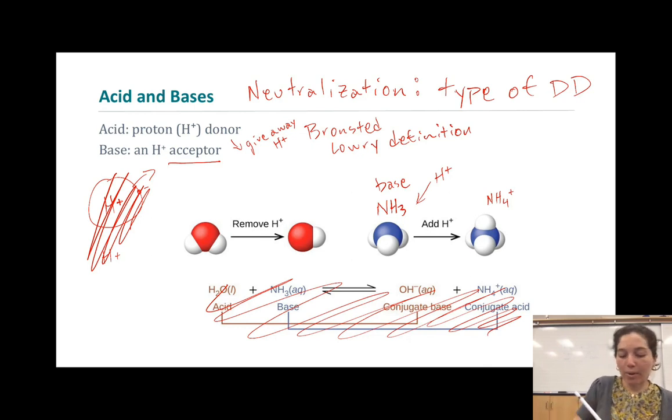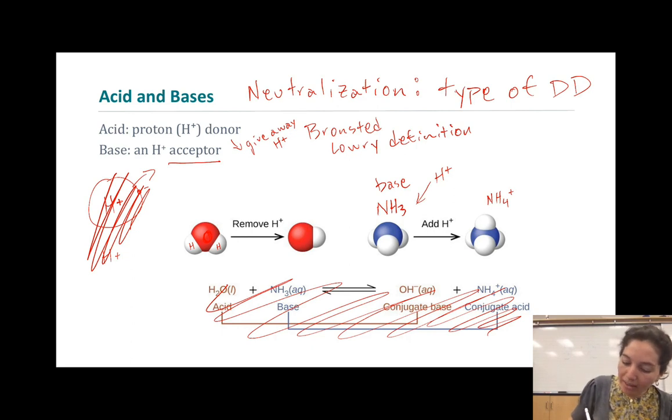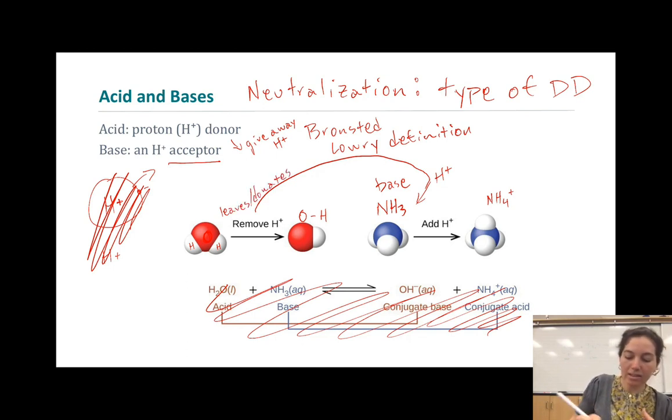In a scenario where you have, say, water, H2O, here are your hydrogens, this is your oxygen in the center here. You could remove a hydrogen, so a hydrogen goes away and gets added over here to the base, and we end up with OH. So in this case, because the hydrogen is leaving the water, it leaves, it donates.